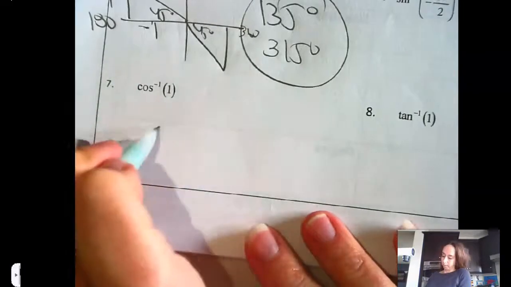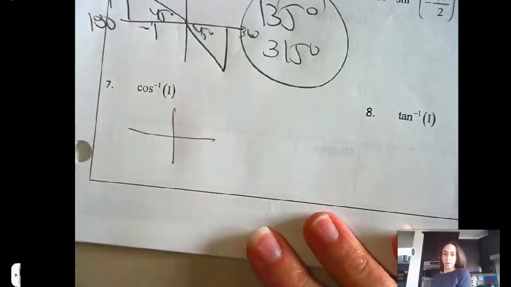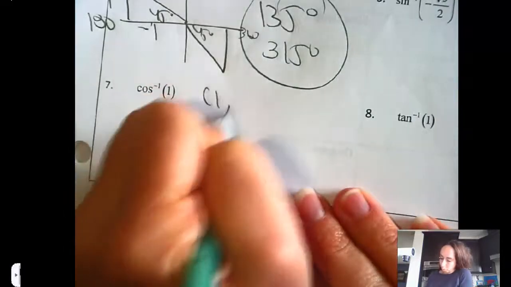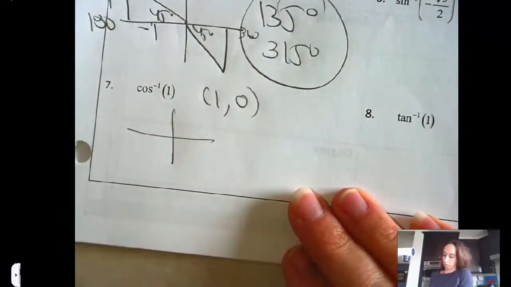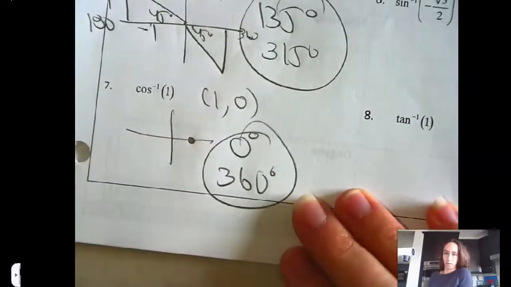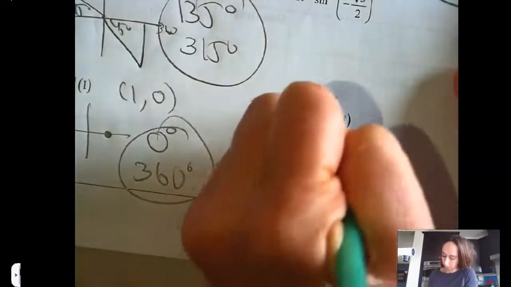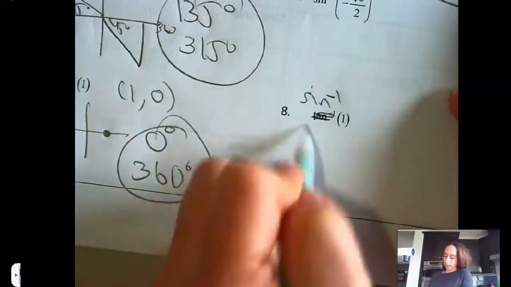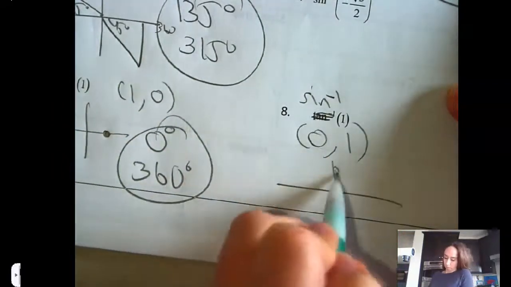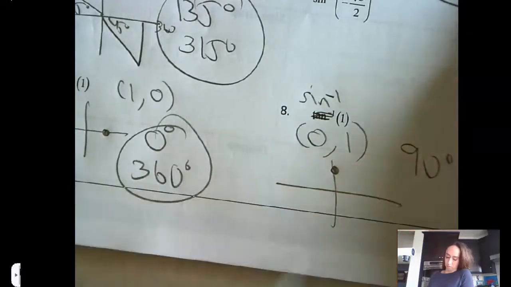Okay. I want to do one more. Cosine. All right. Cosine is 1. If it's 1, then that's when you're doing 1, 0. 0 degrees, 360. Let's pretend that said sine. If it said sine, it's 0, 1. 90 degrees.